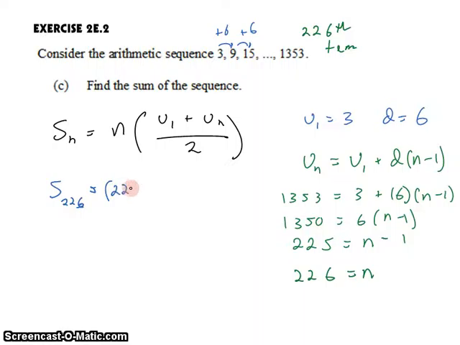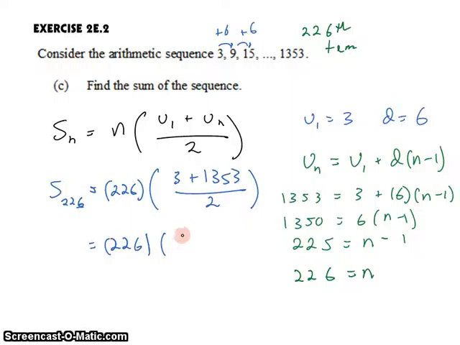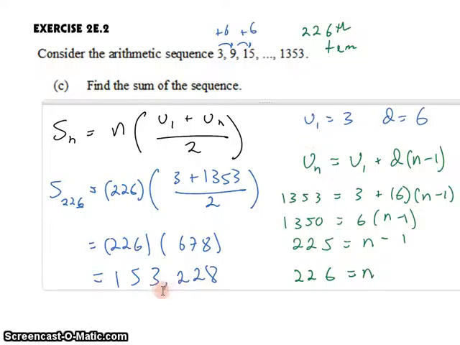That's 226 terms times the average value, which is the first term plus the last term over 2. 3 plus 1353 is 1356. Divide that by 2 is 678. 678 multiplied by 226 is 153,228. So that's the sum of all of the terms in the sequence 3, 9, 15, and so on, all the way up to 1,353.